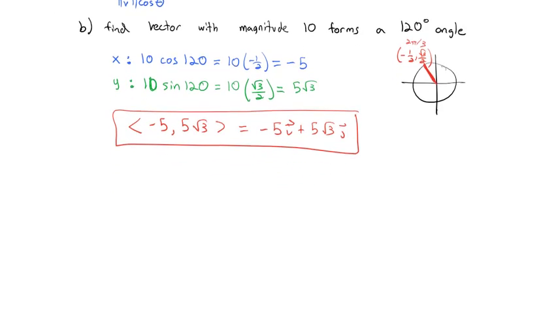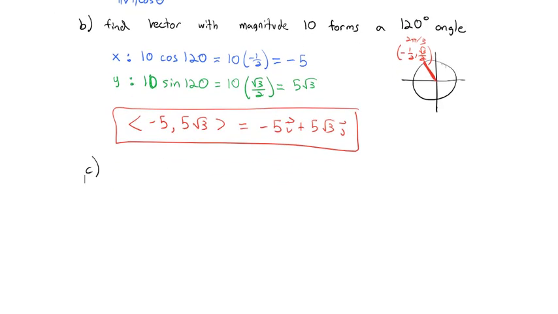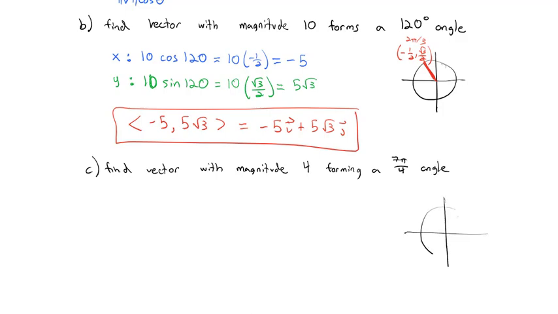Let's try one more and do this next one in radians instead of degrees. Let's find a vector with magnitude 4 forming a 7 pi over 4 angle. If I think about my unit circle, 7 pi over 4 is down here with coordinates root 2 over 2, comma, negative root 2 over 2.